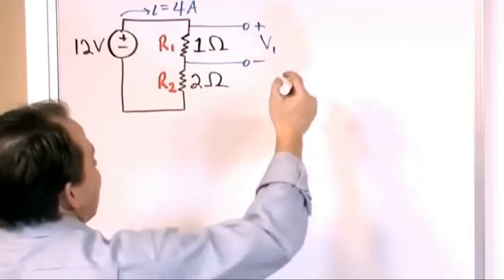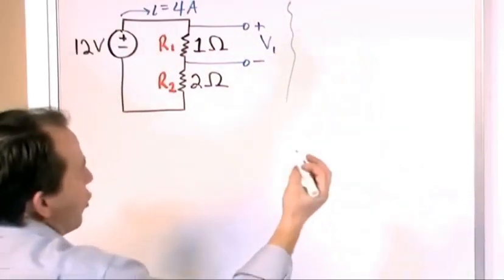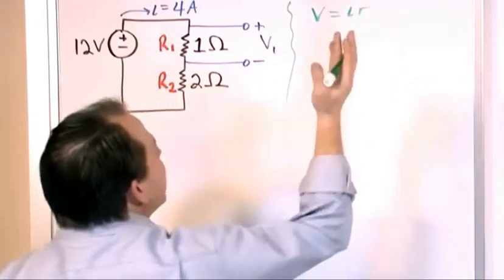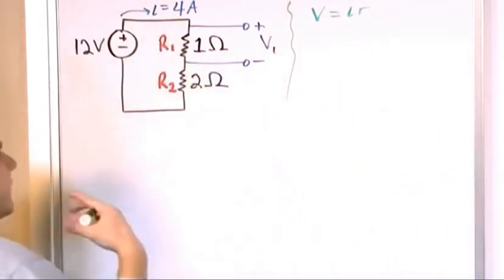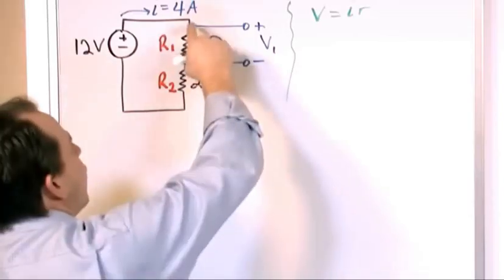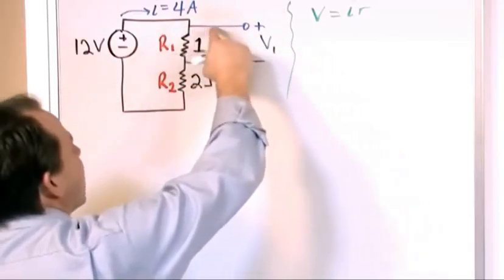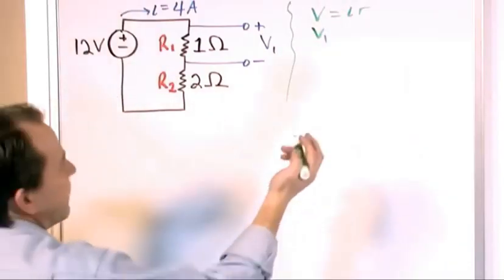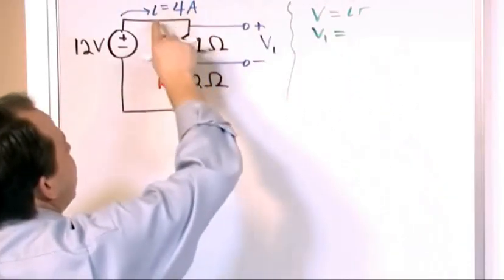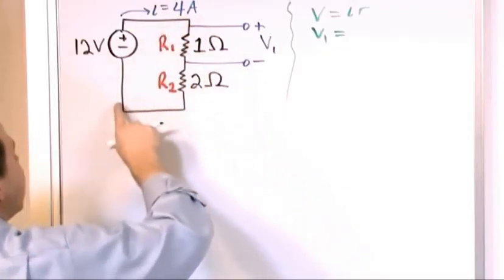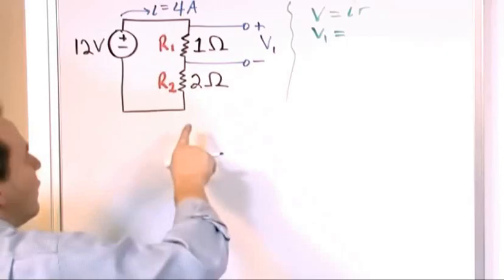Well, anytime you have to calculate voltage, you're always going to use Ohm's law. So we need to use V equals IR. And we're going to apply it to this resistance because that's the one this problem's dealing with. So what is the voltage across this guy? We call it V1. We don't know what it is, so we just leave it there. Equals what is the current flowing through this resistor? The current here is 4 amps. It's the same 4 amps that keeps going around over and over again.